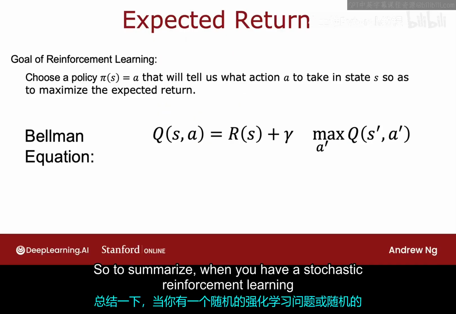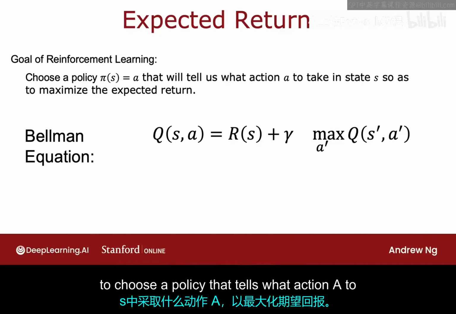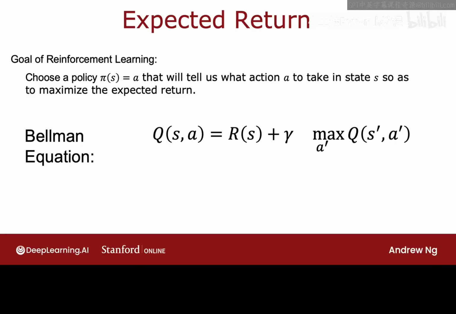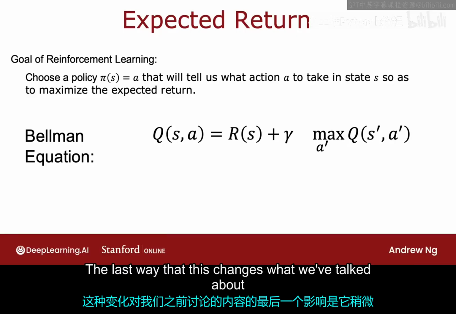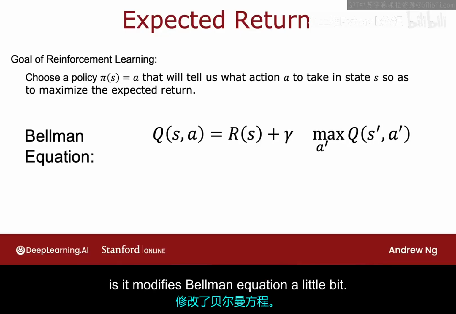So to summarize, when you have a stochastic reinforcement learning problem or a stochastic Markov decision process, the goal is to choose a policy that tells what action A to take in state S so as to maximize the expected return. The last way that this changes what we've talked about is it modifies Bellman equation a little bit.